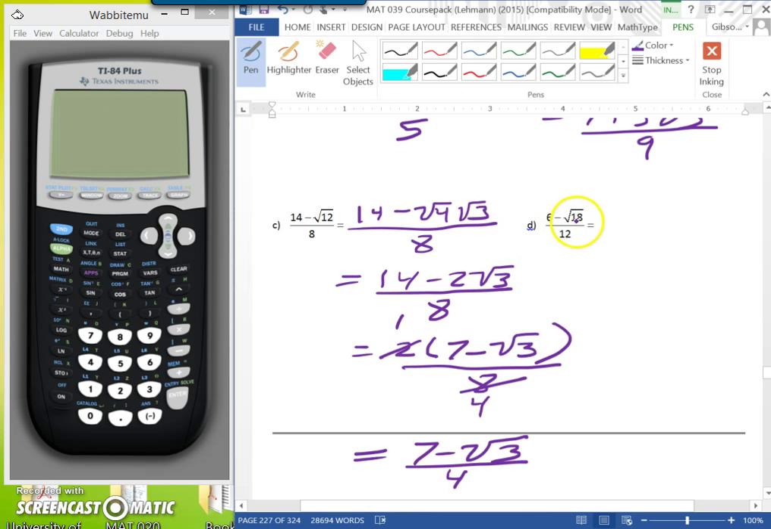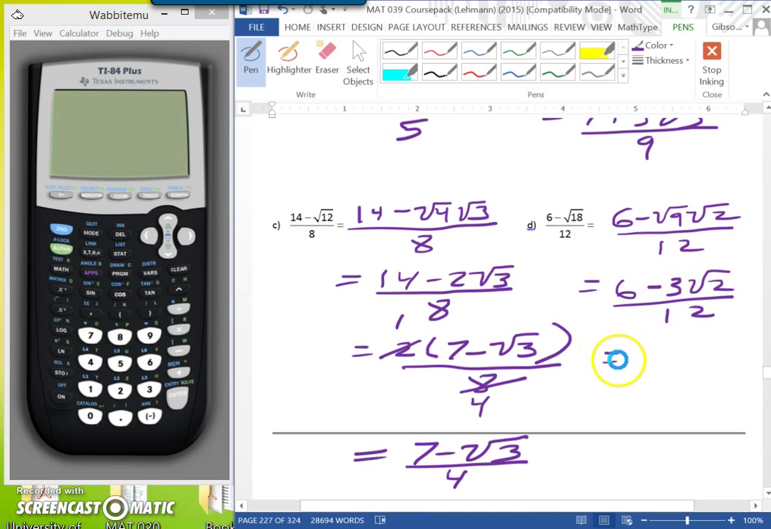Now we come here to D. The highest perfect square in 18 we know is 9. So that would be the square root of 9 times the square root of 2, all over 12. So we have 6 minus the square root of 9, which is 3, times the square root of 2, all over 12.